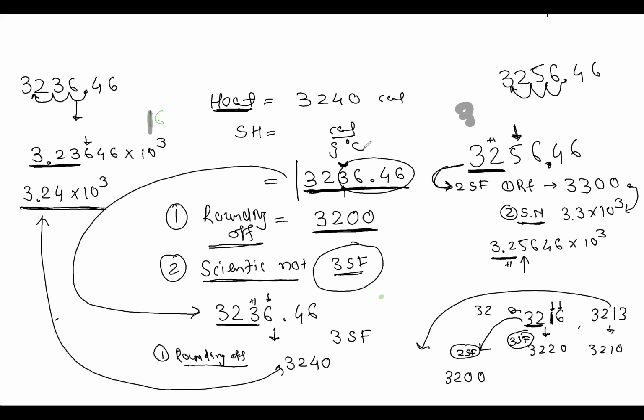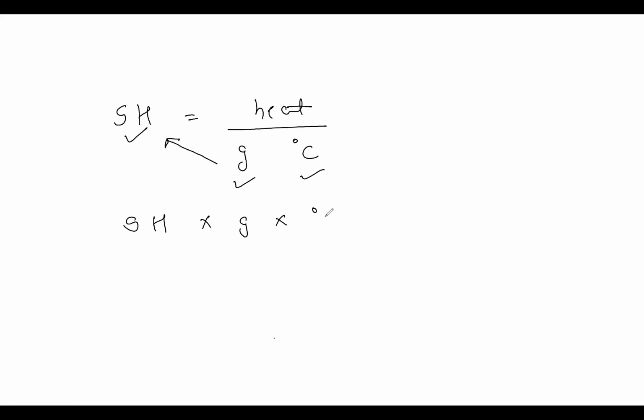Okay, let me just repeat that. So the formula is like this: specific heat is equal to the amount of heat that is required to increase the temperature of 1 gram of substance by 1 degree Celsius. In the problem that we discussed, the value of specific heat was given, the mass was given, and the change in temperature was given. So what we did, we cross multiplied on one side. So the formula, when we rearrange, looks like specific heat times grams times degree Celsius is equal to heat. This is the formula we solve.